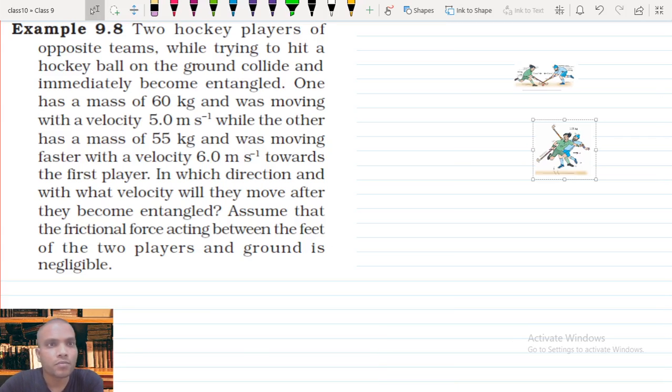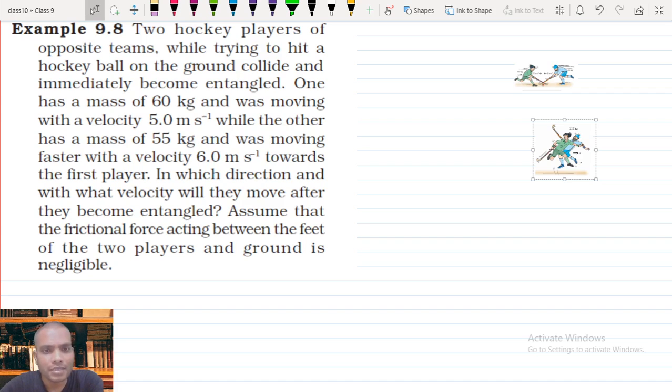Two hockey players of opposite teams, while trying to hit a hockey ball on the ground, collide and immediately become entangled. One has a mass of 60 kg and was moving with a velocity of 5 meters per second, while the other has a mass of 55 kg and was moving faster with a velocity of 6 meters per second towards the opposite player. So, in which direction and with what velocity will they move after they become entangled?